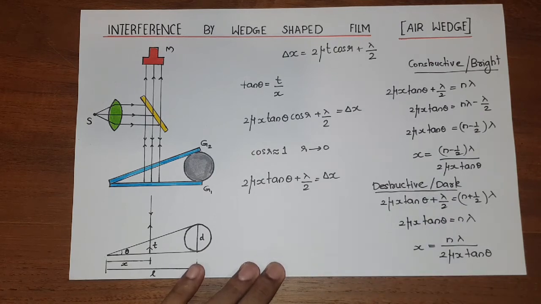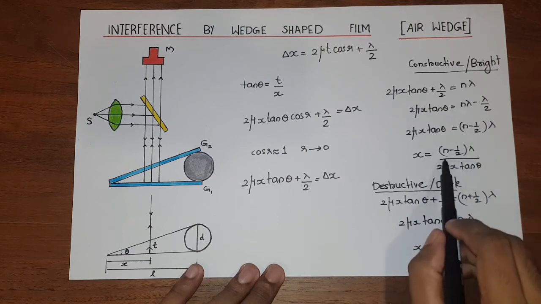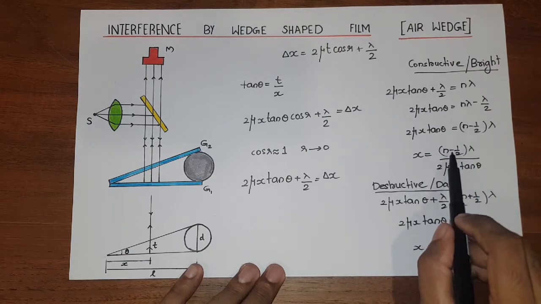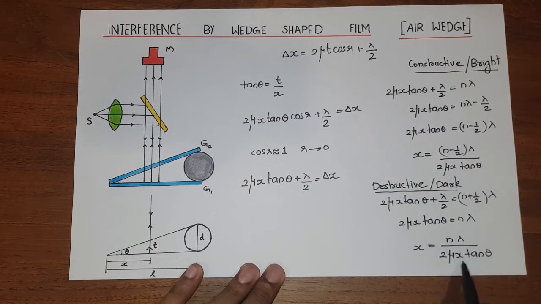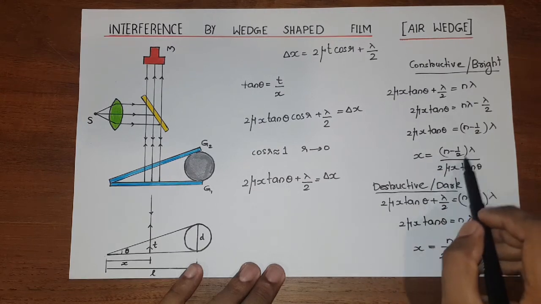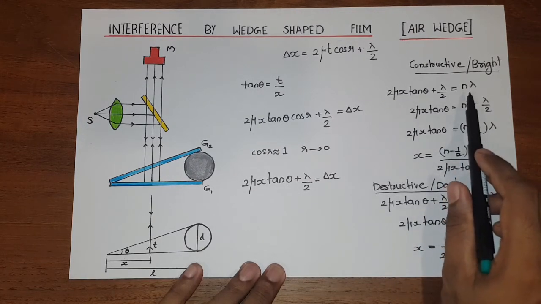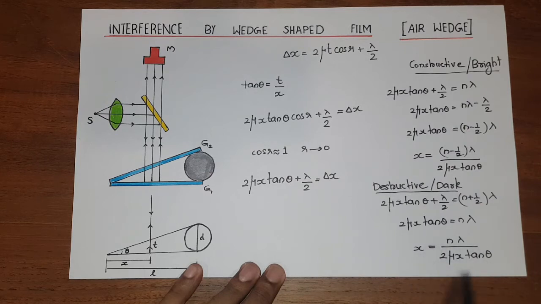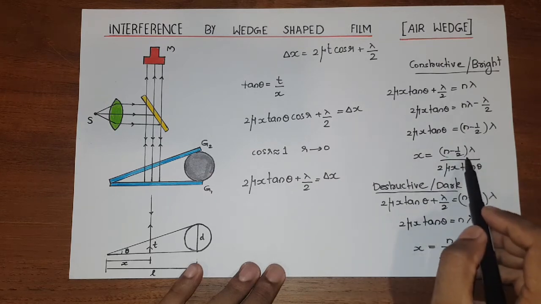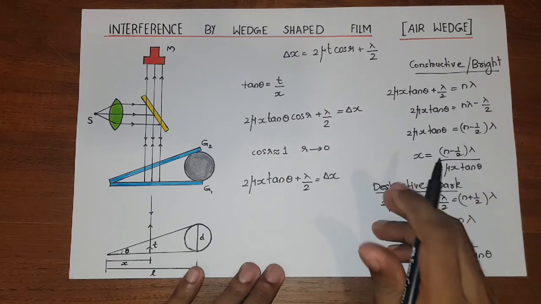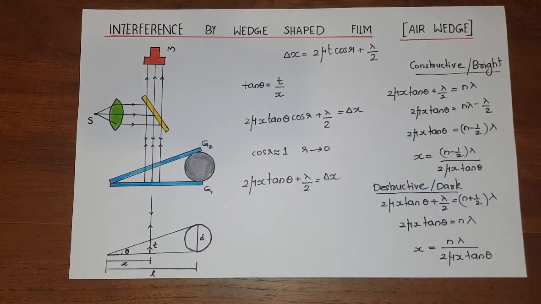Then what about 1.5 lambda by 2 mu tan theta, and 2.5 lambda by 2 mu tan theta? Those are the bright conditions, because n plus half gives 1 minus half, that is 0.5. So at 1 lambda by 2 mu tan theta you will get a dark point. At 1.5 you will get a bright point. Again at 2 you will get a dark point. At 2.5 you will get a bright point. So whenever this phenomenon happens, we will get a series of dark and bright fringes, something like this.